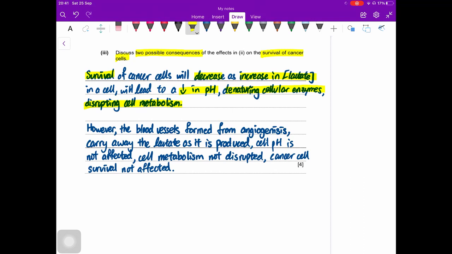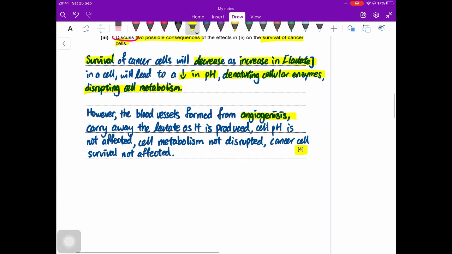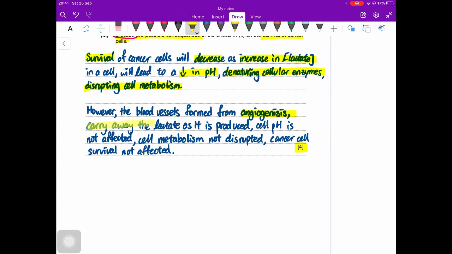So because they ask for 2 possible consequences, and because this is a 4-mark question, you have to give the other side of the view, because the key word here is discuss. So, however, the blood vessels formed from angiogenesis can carry away the lactate as it is produced. Then pH is unaffected, and if pH is unaffected, your cell metabolism is not disrupted, and therefore survival is not affected.